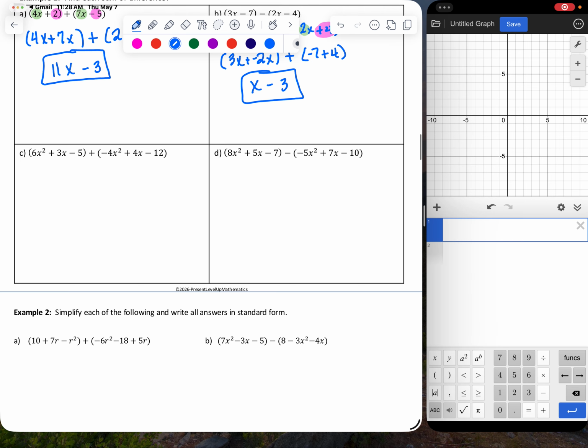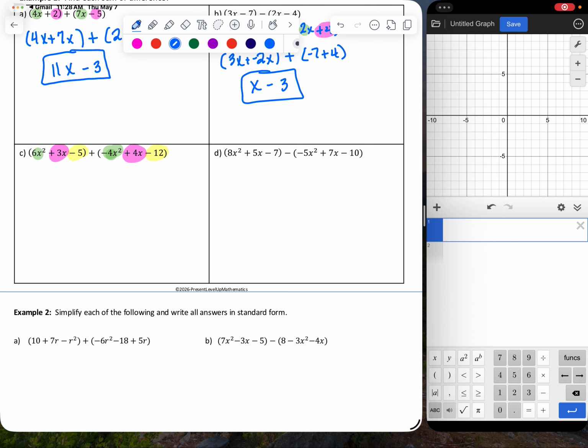If you look at problem C, we have 6x squared plus 3x minus 5 plus negative 4x squared plus 4x minus 12. So this is an addition problem. So we don't need to rewrite anything here because we're just adding. So I want to first identify the like terms. 3x and 4x would be like terms, and then negative 5 and negative 12 would be like terms.